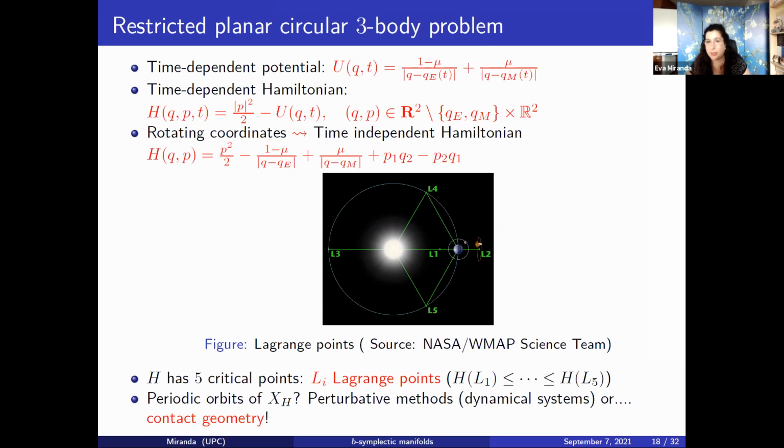I mean, if we want a satellite to move and we want to use the least consumption of the satellite, it's known that it has to go around these Lagrange points. And the reason is that they are extremal points of the Hamiltonian. And this is what they are, the Lagrange points. They are critical points of this function.